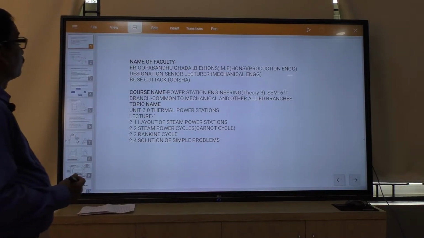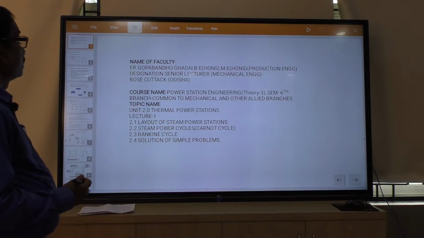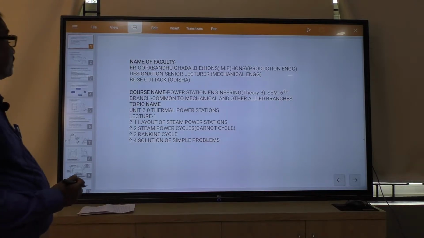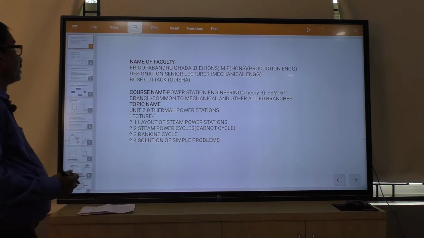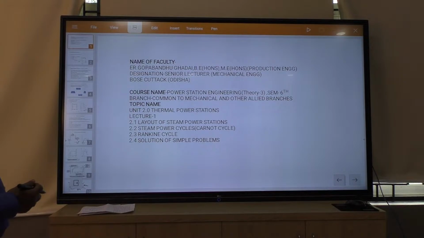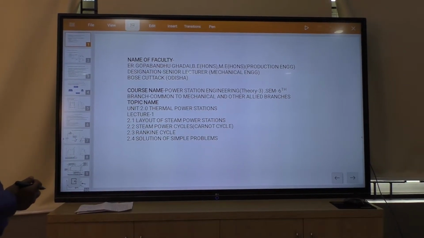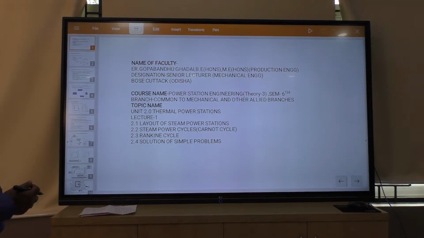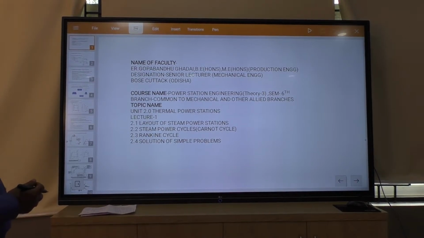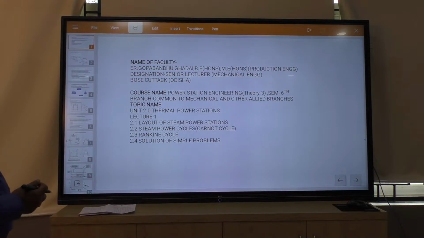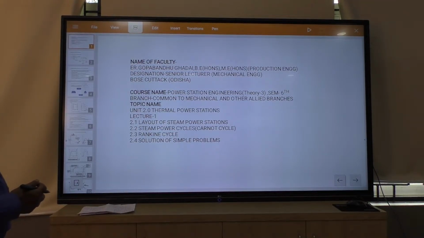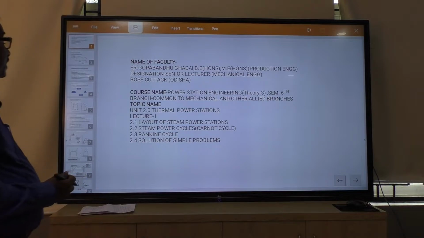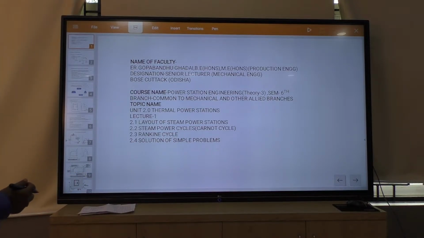In Odisha, you will find the National Thermal Power Corporation in the Talcher, Kaniha area, that is the super thermal power station where the output is 500 megawatt. In Odisha, in the earlier 60s, the Talcher Thermal Power Corporation was producing electricity, and that is used for our state. This thermal power station can be designed by taking heat from other sources.